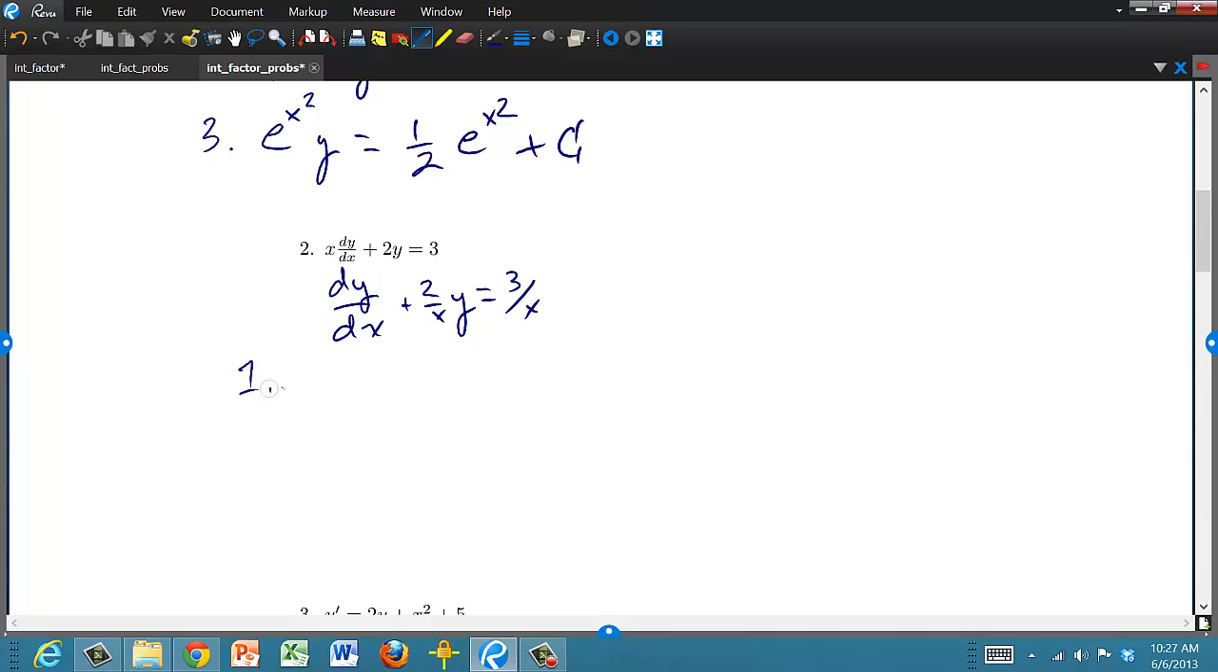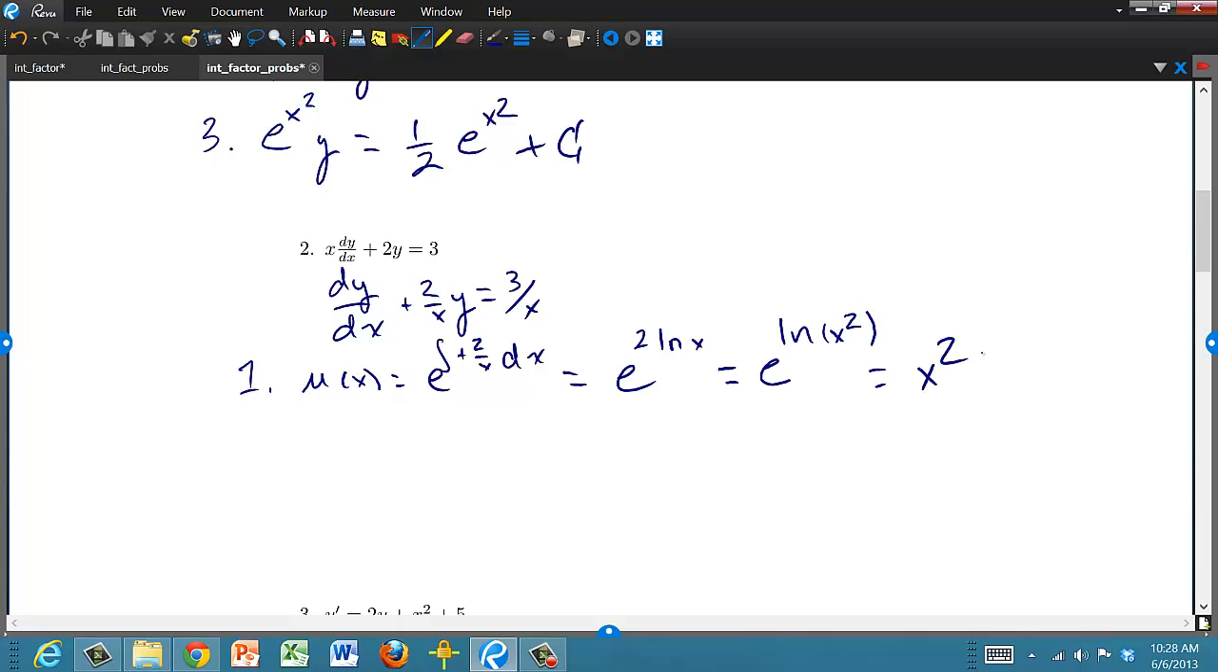So step 1, my integrating factor, mu of x, is e to the integral of positive 2 over x dx, and that's e to the 2 natural log of x. And now be careful. You can simplify this, but you don't get 2x. What you get is e to the natural log of x squared, and so that is x squared. So your integrating factor here is x squared.